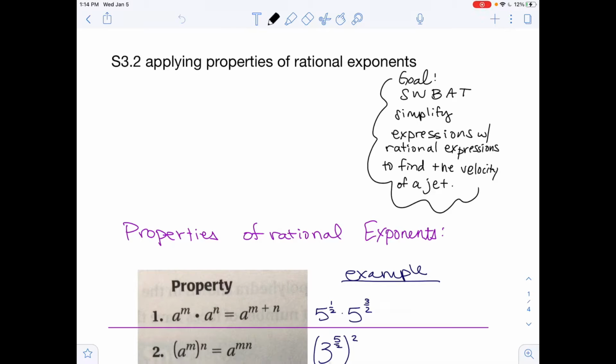Hey everybody, we are going to talk about section 2 of chapter 3, applying properties of rational exponents today.